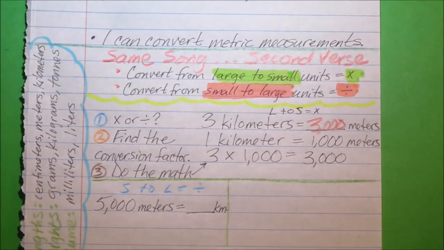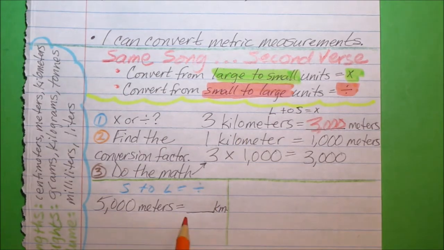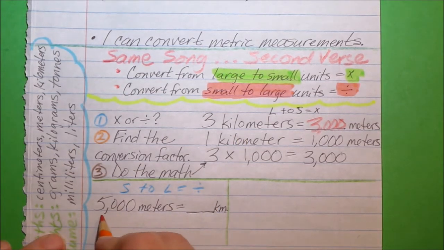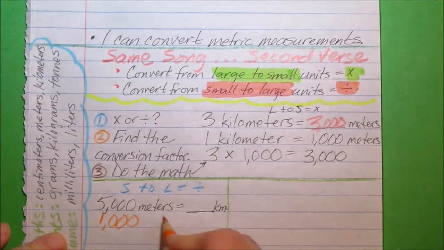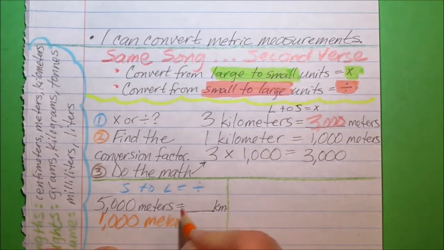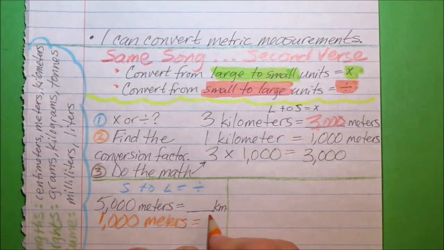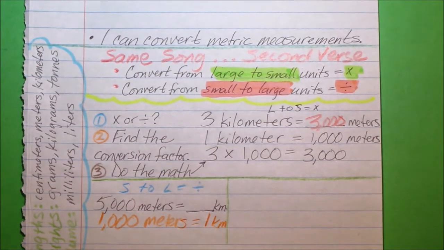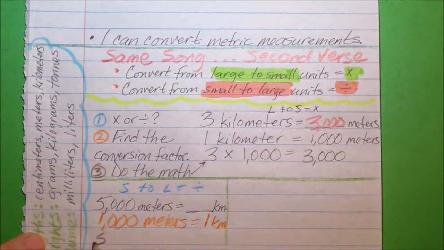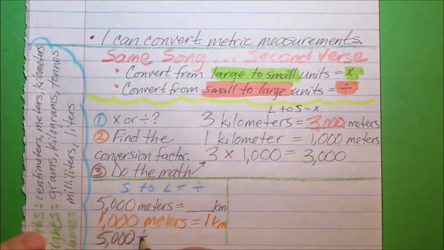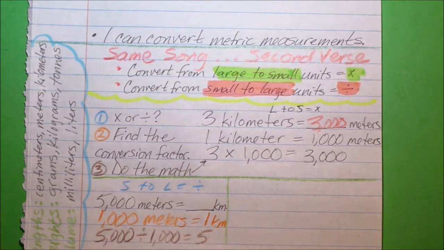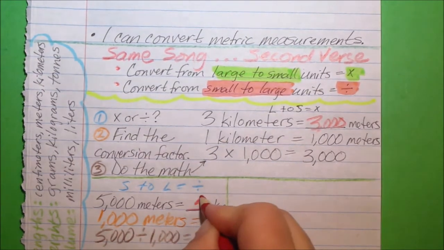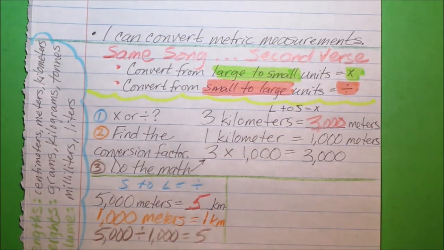Now my second step is to find my conversion factor. Well, 1,000 meters equals 1 kilometer. Now I know I'm going to divide. So what is it I'm going to divide? 5,000 by 1,000. So 5,000 divided by 1,000 equals 5. And so 5,000 meters equals 5 kilometers.